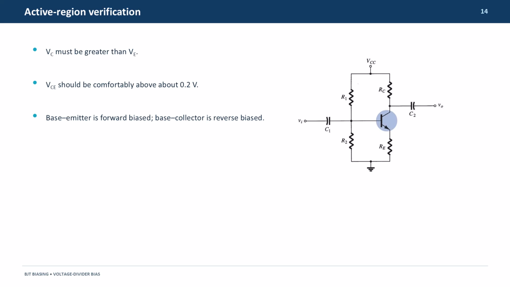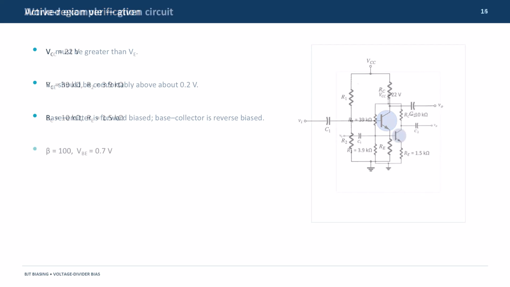In forward active operation, the collector node should be above the emitter node, and collector-emitter voltage should be comfortably greater than the approximate saturation voltage of 0.2 volts. The base-emitter junction is forward biased, while the base-collector junction remains reverse biased.